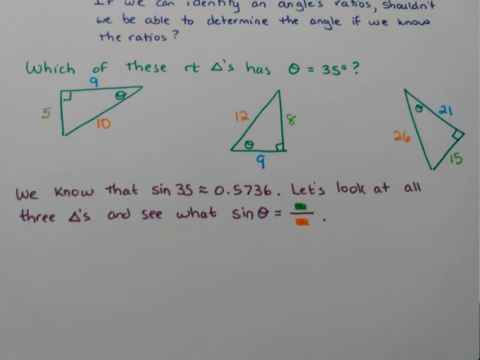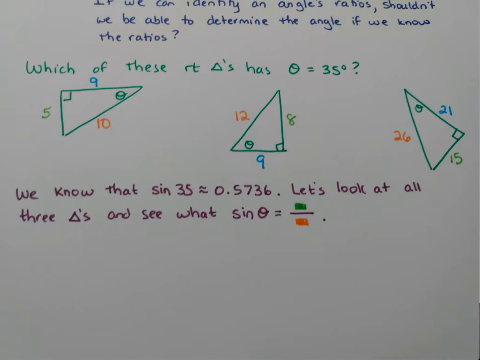All right, well, here we go. I know that the sine of 35 is 0.5736. We've been using that all along, so why not just keep using that? So let's look at all three triangles and see what sine of theta would equal.